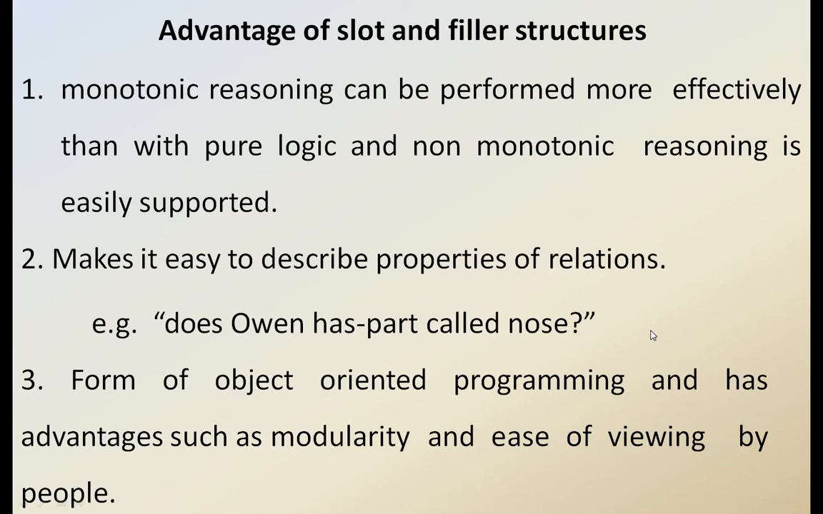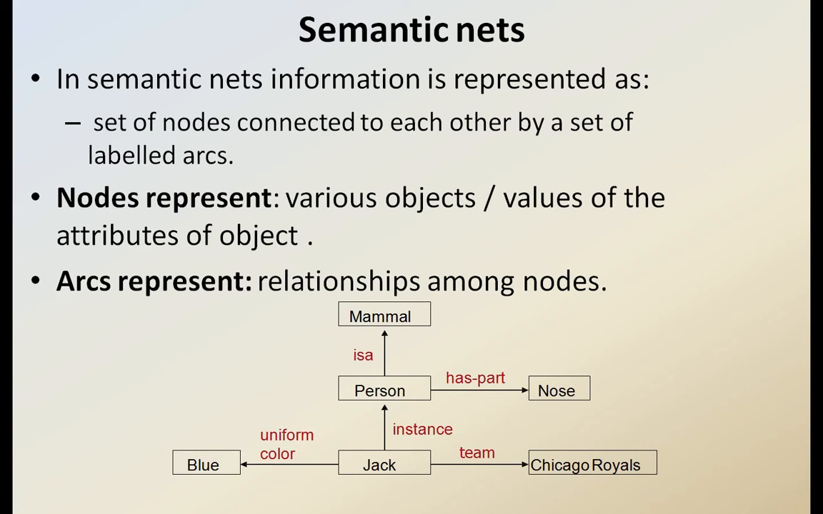Next, it is a form of object-oriented programming and has advantages such as modularity and ease of viewing by people. These slot filler structures can also be represented using object-oriented programming, and also have advantages like modularity and ease of viewing by people. It also represents modularity, and it is also one form of object-oriented programming. Okay. So next we are talking about one kind of weak slot filler structure, that is semantic nets. What is the meaning of semantic nets?